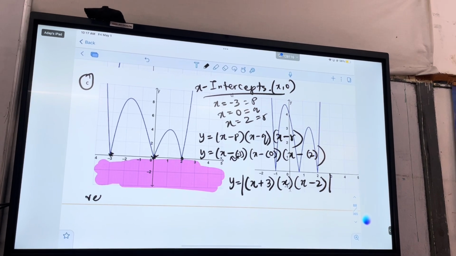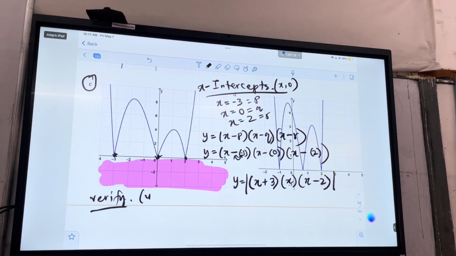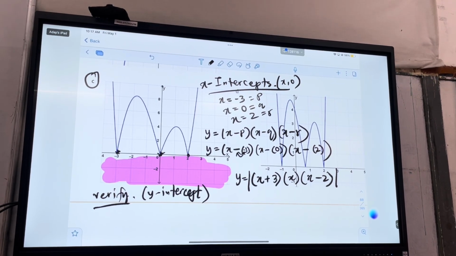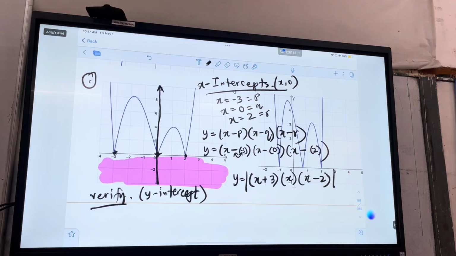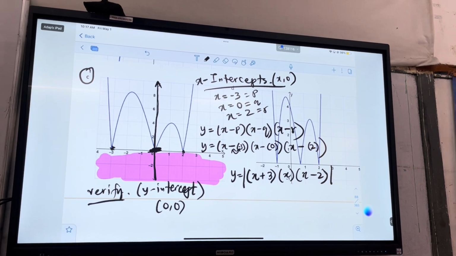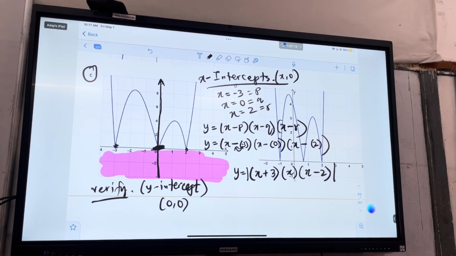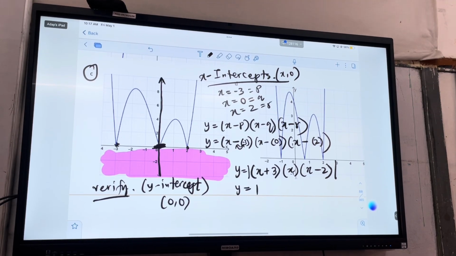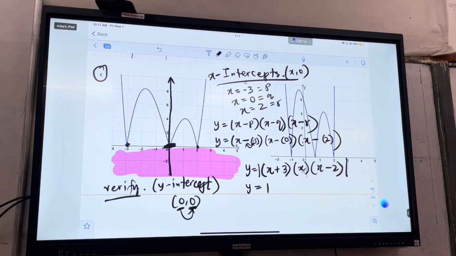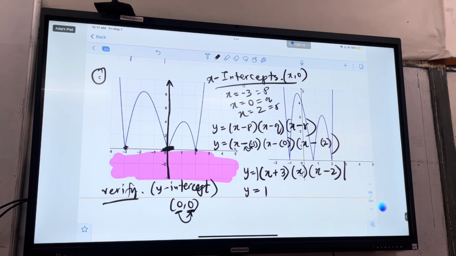Now, can you verify? Yes, you can verify. How do you verify? You can actually use the y-intercept, because from the graph, you can easily see what the y-intercept is. Your y-axis is being intercepted at this point, when your y is 0 and x is also 0. So will it fulfill this equation? Meaning, when I put my x as 0, am I getting my y also 0? That's how you can check. From the graph, you already know that the y-intercept is 0.